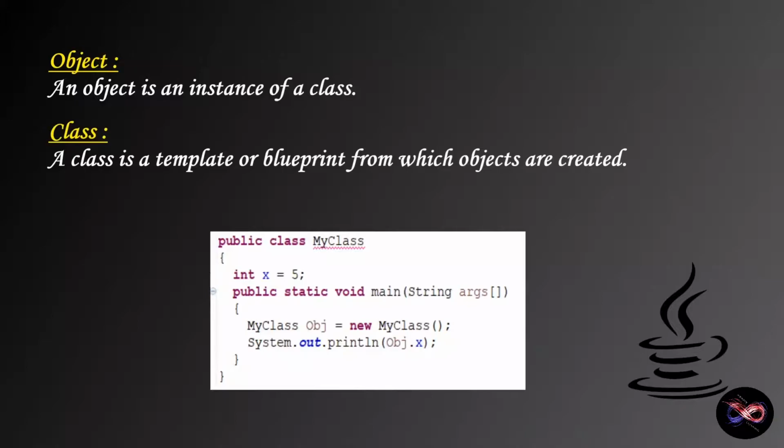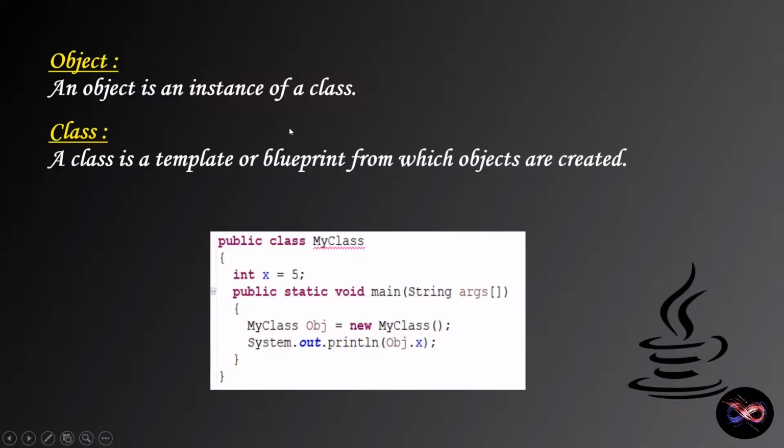So before going into constructors, let us discuss the basic units of Java, or rather of object-oriented programming, that is the object and the class. Now, an object is an instance of a class. What do you mean by an instance of a class? Simply, you can say that the object is the building block or the smallest unit of a class. On the other hand, a class is a template or a blueprint from which the objects are created.